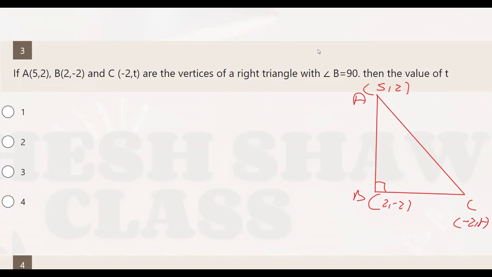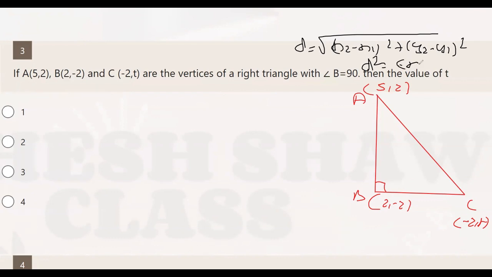Now here we are going to apply the distance formula, which is the square root of x2 minus x1 whole square plus y2 minus y1 whole square. But when you calculate D square, the under root gets cancelled, so it's simply x2 minus x1 whole square plus y2 minus y1 whole square. Here we also use the Pythagoras theorem: the square of the hypotenuse is equal to the sum of the squares of the other two sides.